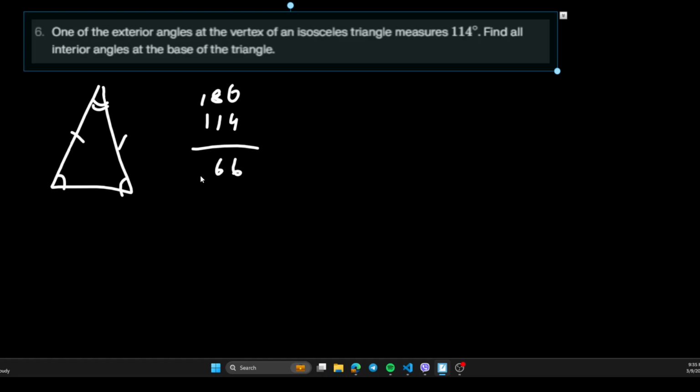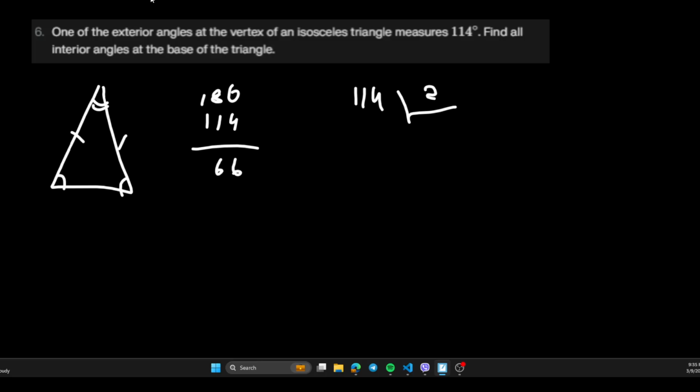Now, the other two angles are going to be what? One angle is 66, so the other two angles are going to be half of the 66, which is 33. But look, one of the exterior angles for the vertex of the isosceles triangle is 140 degrees. So then the 140 inside is 140 divided by 2.